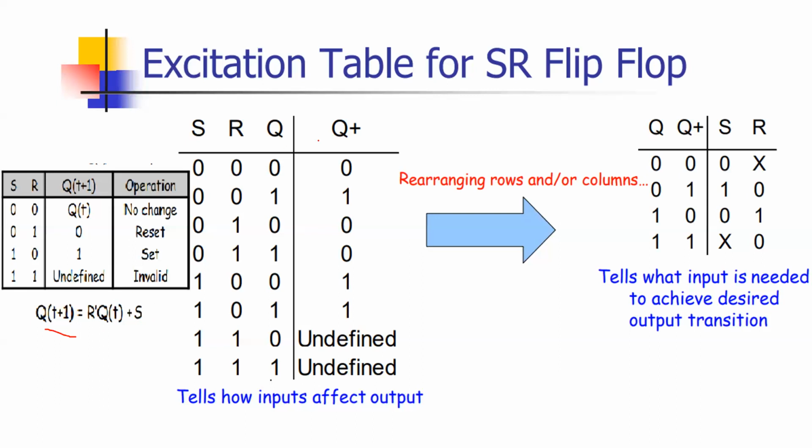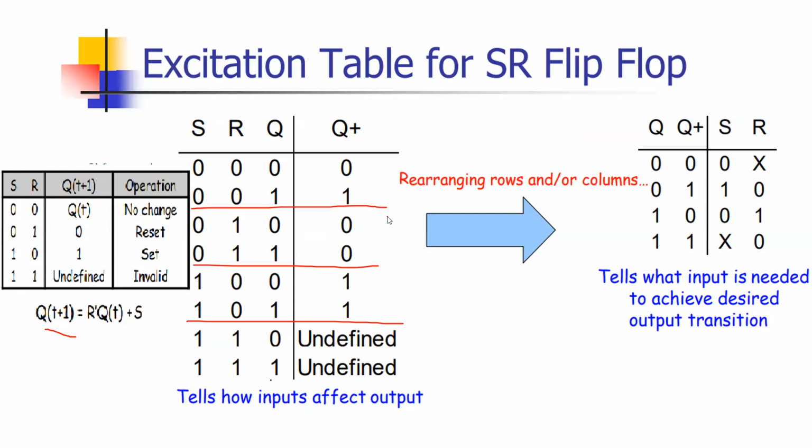Using this truth table, we will generate the excitation table. When SR is 0 0, the value of Q is 0 or 1, so the output is that same value. So the output is 0, 1. When the input SR is 0 1, the output is 0 always, so we are writing 0 here. Whatever the previous state is doesn't matter. Same way, when the value of S and R is 1 0, the output is 1, so we are writing 1 here. And the last state, when it is 1 1, it is undefined, so we are writing undefined. There will be no change.